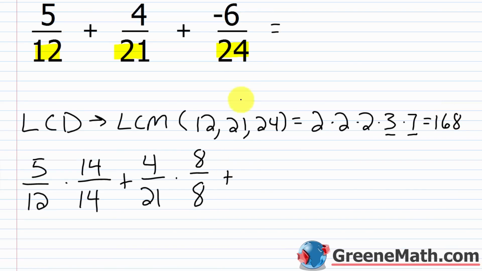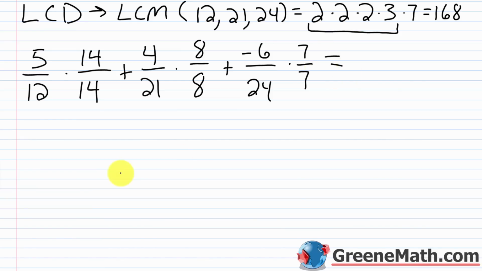Then lastly, I have a negative 6 over a 24. If you look at 24, it's basically 8 times 3. So 2 times 2 times 2 times 3. So essentially I need to multiply by 7 over 7 so that my denominator will be 168.